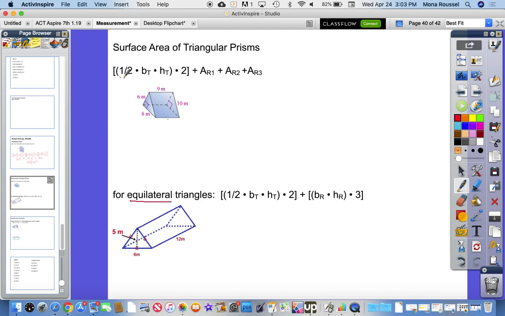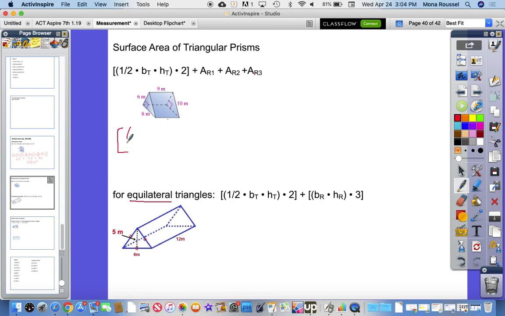Remember, the formula for area of triangles is half of the base times the height. So this T stands for the triangle. We're going to take half of the base of the triangle times the height of the triangle. And again, we're going to multiply it times 2 because this triangle has a match on this side of the prism. Same exact size triangles. And then there are 3 rectangles that form the 3 center faces of the triangular prism. So we have to find the area. This A stands for area of rectangle 1, area of rectangle 2, plus area of rectangle 3.